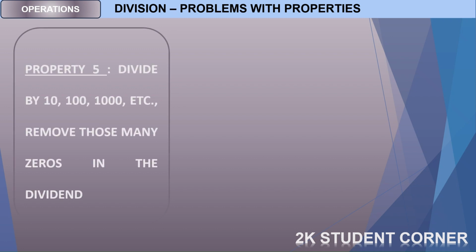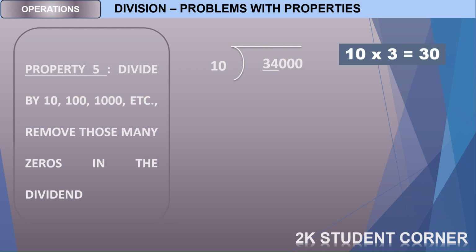Property 5. To divide any number by 10, 100, 1000, etc., remove that many zeros in the dividend. See this example. 34,000 divided by 10. 34,000, dividend, place inside. 10, divisor, place outside. As we have seen already, 34 is greater than 10. 10 times table. 10 times 3 is equal to 30. Place 3 in the quotient place. 30 below the dividend. 34 minus 30 is equal to 4. Obviously, 4 is less than 10.